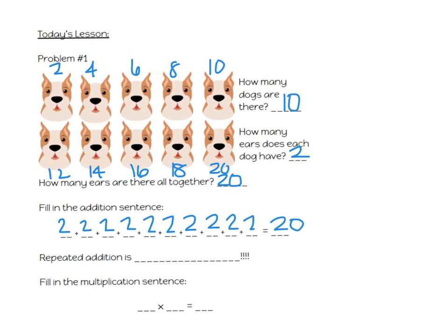Do you want to know something? Repeated addition is multiplication. So our multiplication sentence would be 2 times 10 equals 20.